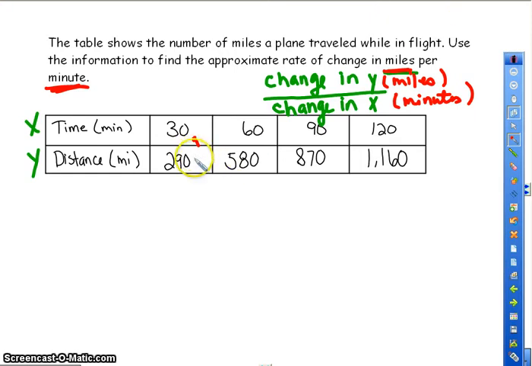Okay, these correspond to one another. The 30 and the 290 correspond, as do the 60 and the 580, the 90 and the 870, the 120 and the 1160. These are my x's and y's. So I actually have four ordered pairs here. You are going to choose whichever one you want. You're going to choose whatever ordered pair you want. So I'm going to choose this one and this one because it doesn't matter which ones I choose.